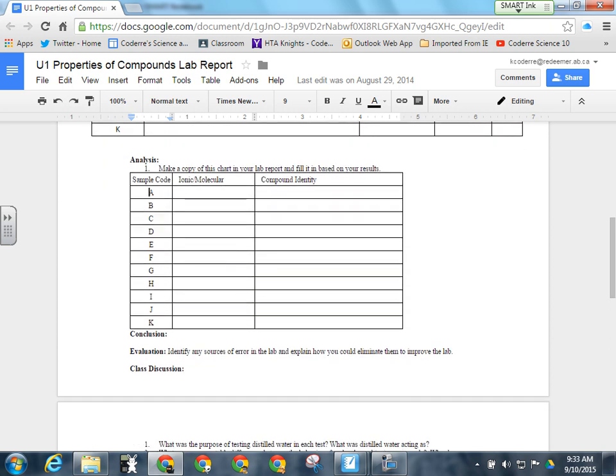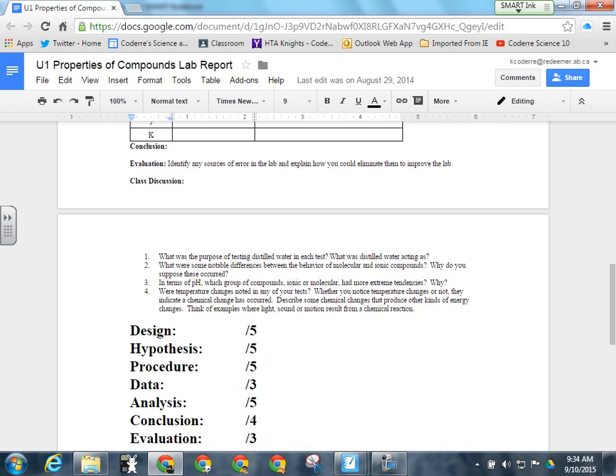So for your analysis, 5 marks is filling in that chart. But obviously you can't do that until we've done the lab and you have data to analyze. Then you'll have your conclusion: copy and paste your hypothesis, based on what you were able to do here and what you saw in the observations. Were you able to use physical properties to identify the substances? Evaluation: is there anything that made it difficult in this lab? Are there things that would have made it easier? List how that would have worked. And then the class discussion, you don't have to answer those questions. That's stuff we're going to go over after I return the labs to you. Then we talk about these questions here.